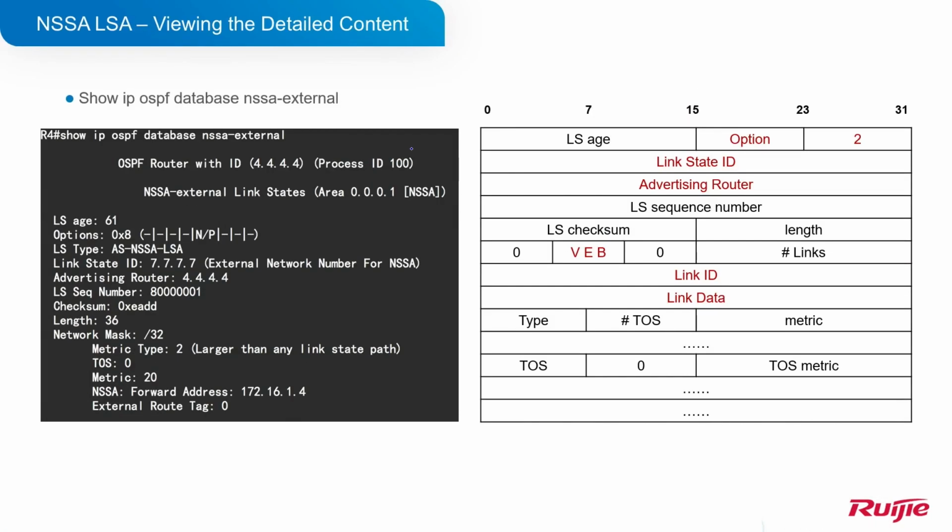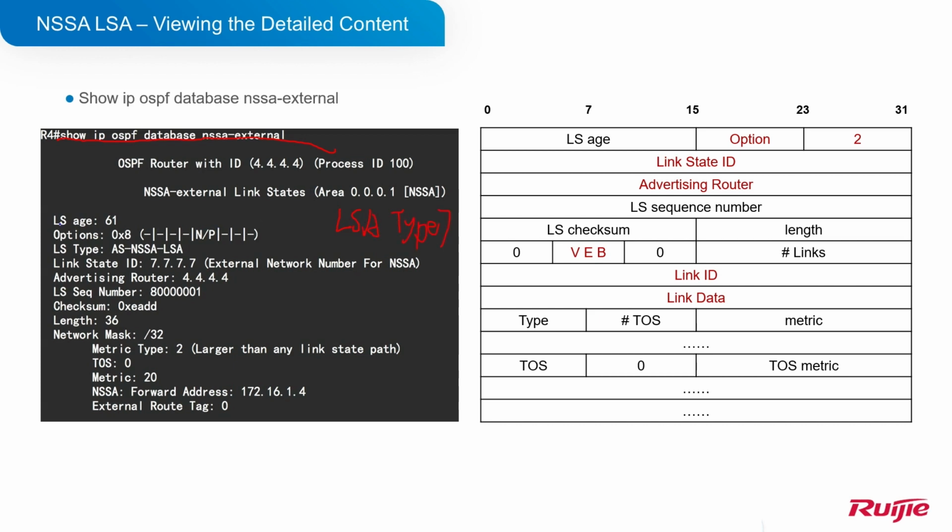Okay, for this page, we can see the detailed content of the NSSA area, and we use the show ip ospf database nssa-external command, and then we can see here is the Type 7 LSA information, right? Okay, and we can see the OSPF router with ID 4 and process ID 100. And this is an NSSA external link state. It means this type is LSA Type 7, right?